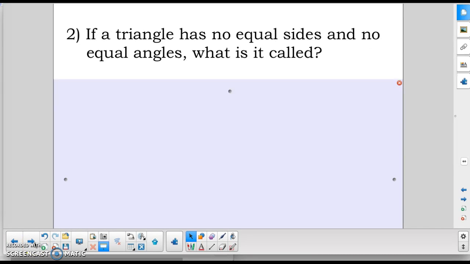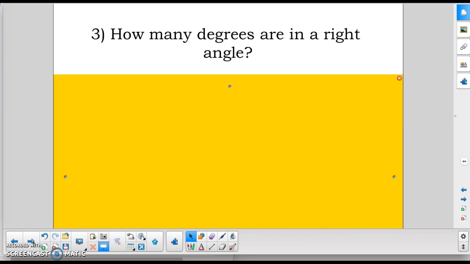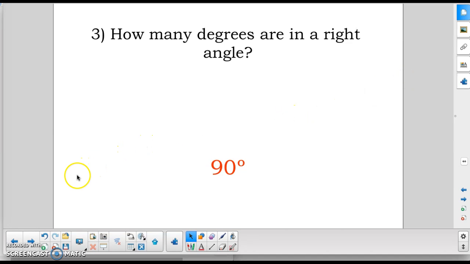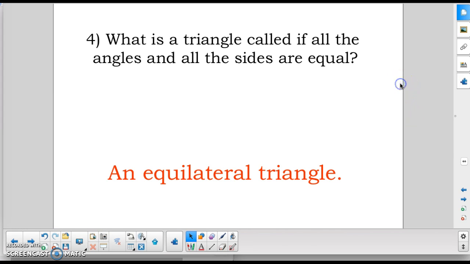Number 2. If a triangle has no equal sides and no equal angles, what is it called? If you chose a scalene triangle, you are correct. Number 3. How many degrees are in a right angle? If you chose 90 degrees, you are correct. Number 4. What is a triangle called if all the angles and all the sides are equal? If you chose an equilateral triangle, you are correct.